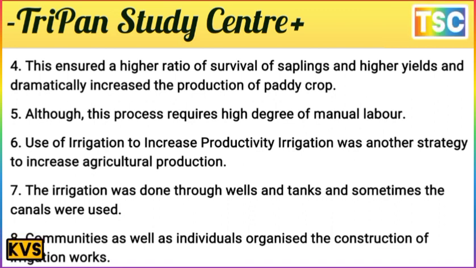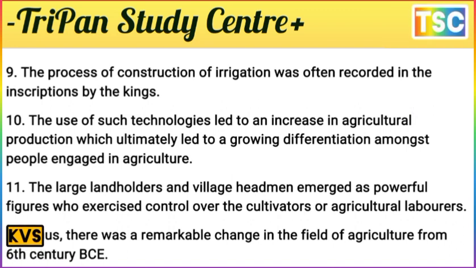Another means was the use of irrigation to increase productivity. Irrigation was another strategy to increase agricultural production. Irrigation was done through wells and tanks, and sometimes canals were used. Communities as well as individuals organized the construction of irrigation works. The construction of irrigation works was often recorded in inscriptions by the kings.